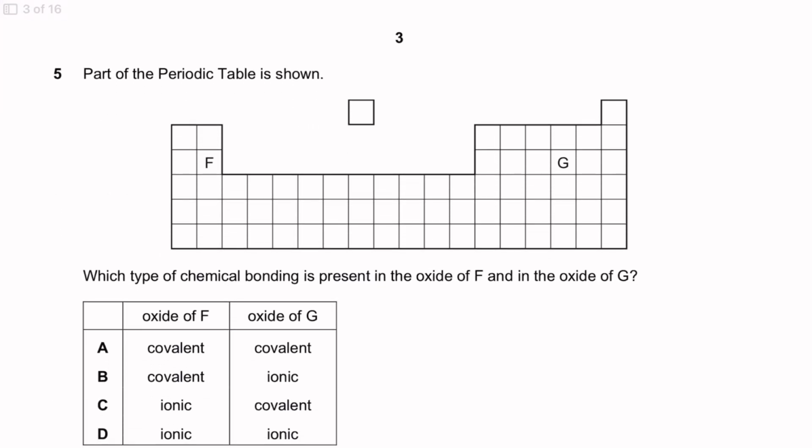Part of the periodic table is shown. Which type of chemical bonding is present in the oxide of F and the oxide of G? So F is a metal and G is a non-metal. So F has ionic bonding and G has covalent bonding, so it will be C.